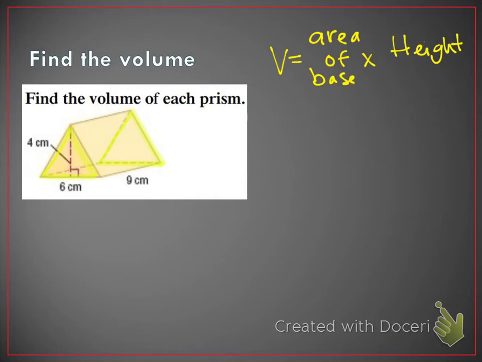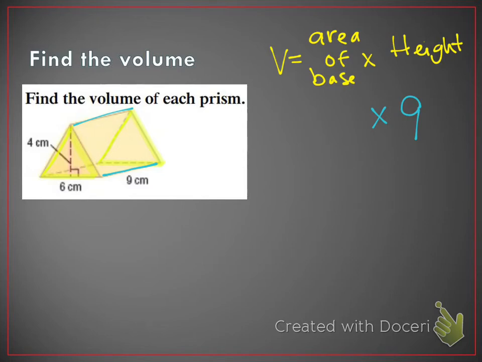How far apart are the triangles here? They are 9 centimeters apart. So this is a case where height is not necessarily up and down, but it's what pushes my two triangles apart. So what makes it 3-dimensional instead of just a triangle.